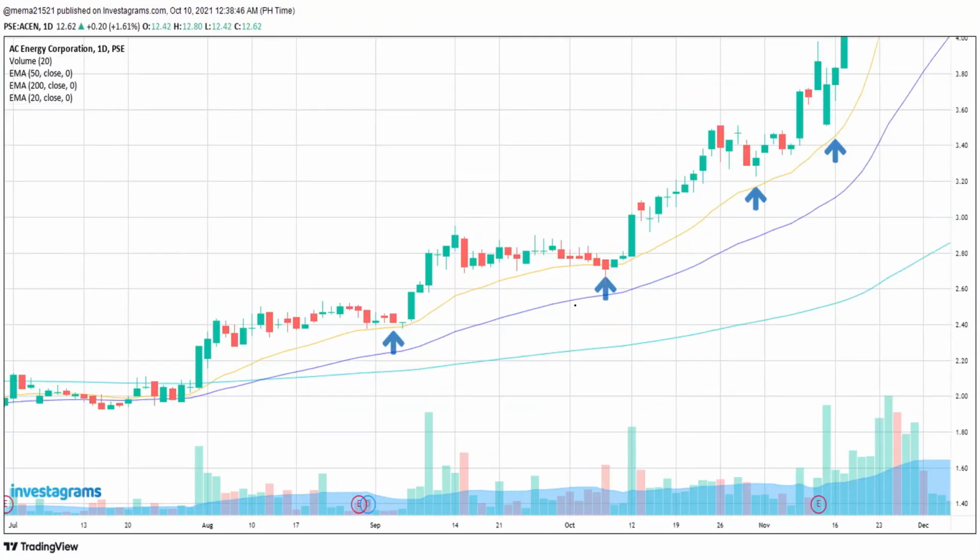On the next chart, ito then, which is the AC Energy. So again here, it respects the 20 EMAs, here also, and here.